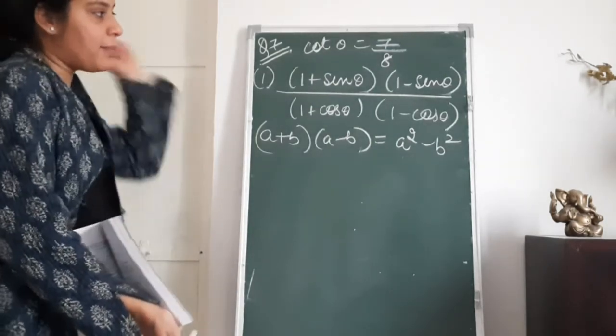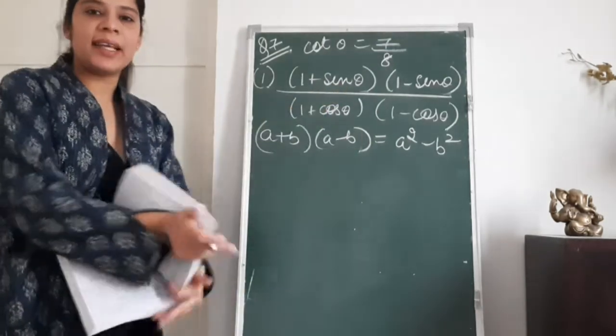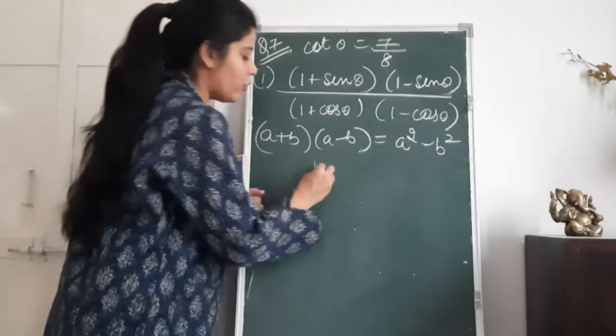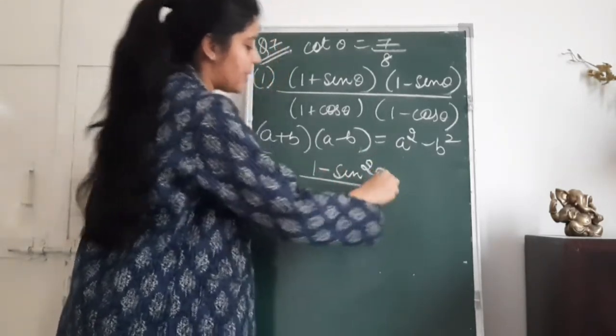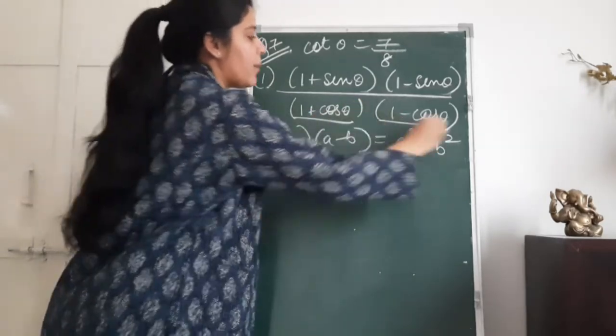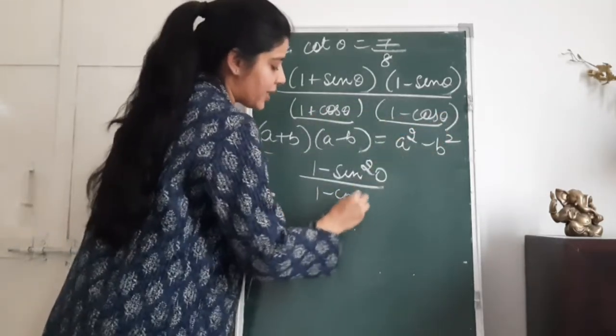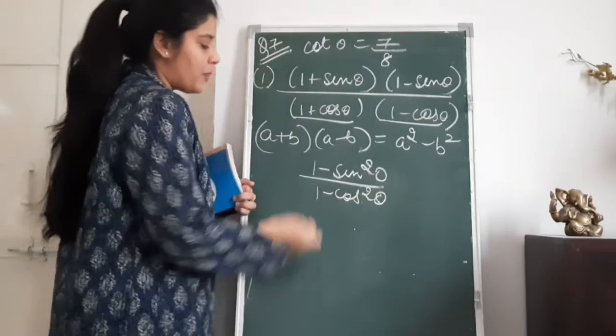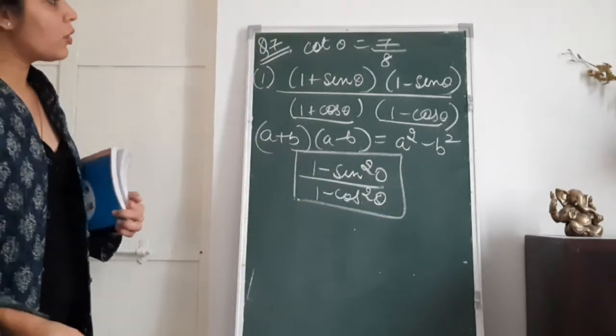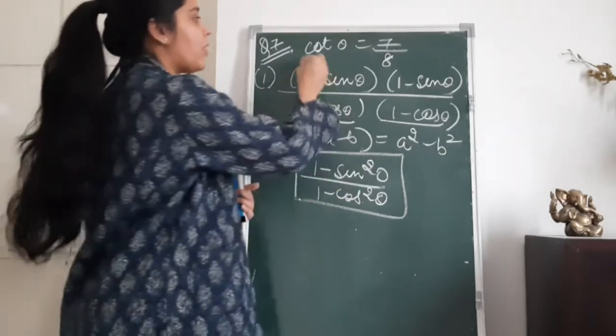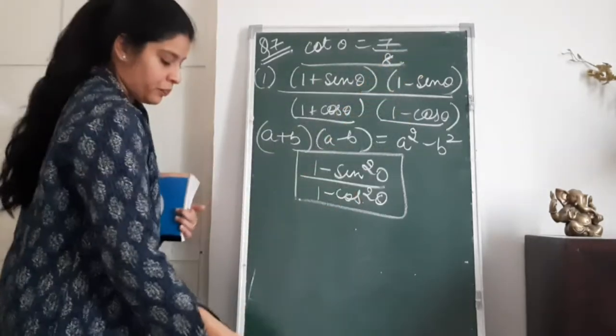So can I say (1 plus sin theta) into (1 minus sin theta) is going to be equal to 1 minus sin square theta? And in a similar manner, (1 plus cos theta) into (1 minus cos theta) is going to be equal to 1 minus cos square theta. So basically this is what we have to find out for this question. Now let's see how we are going to do that.